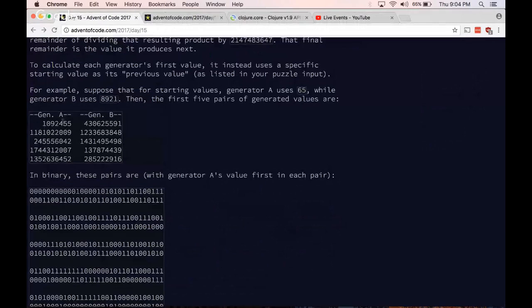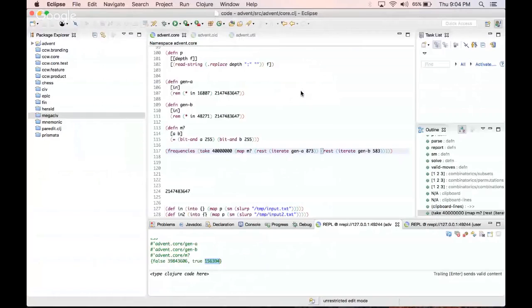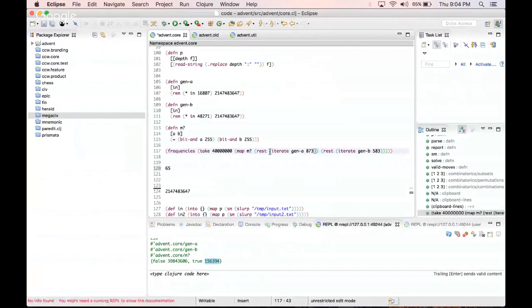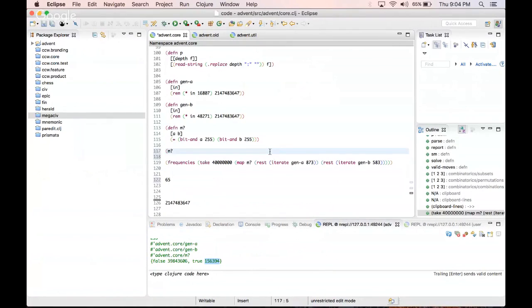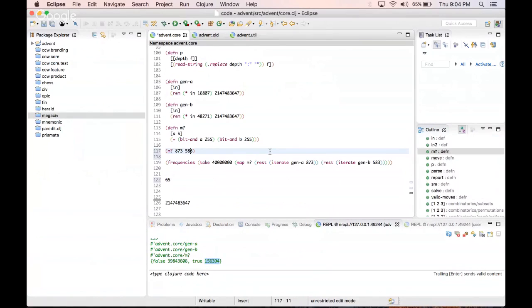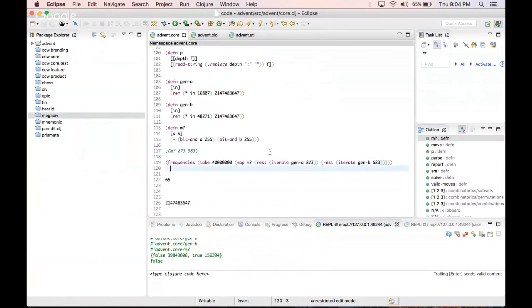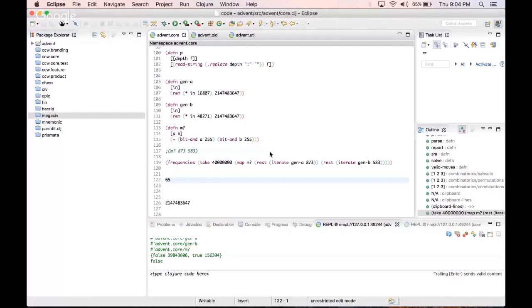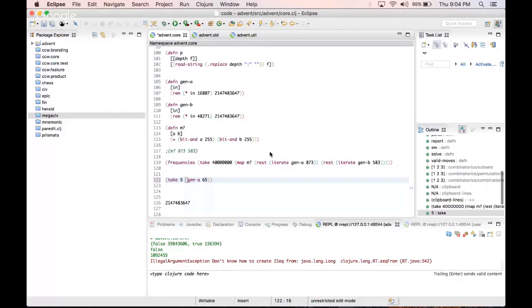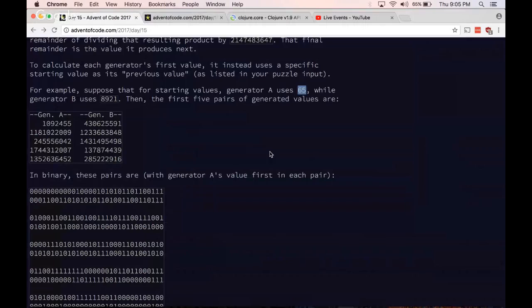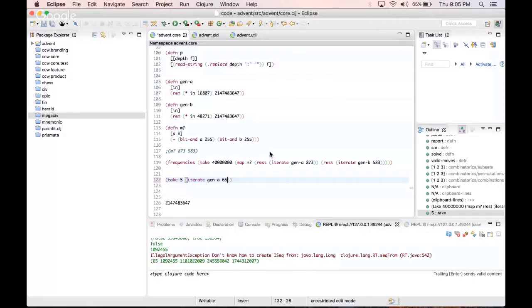Okay, so let's see. If Gen A uses 65, let's just do a quick question of whether this matches this here. So that is false. All right. So let's just see if Gen A on 65 produces the right values. Okay, so it does. Take 5 here. Iterate. Yeah. Those values look good.